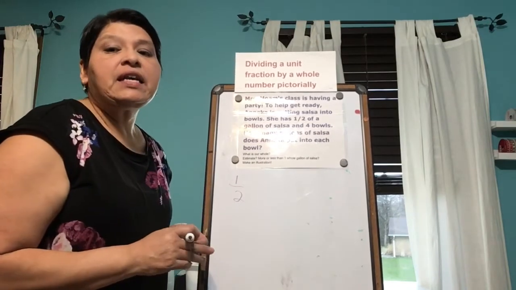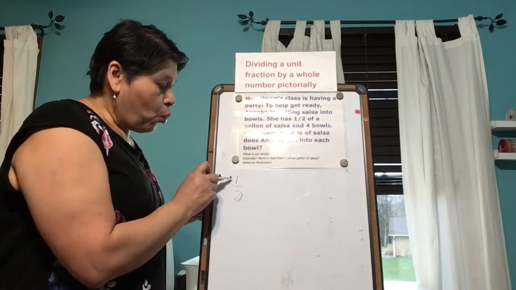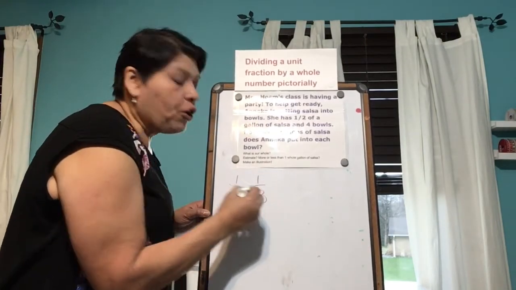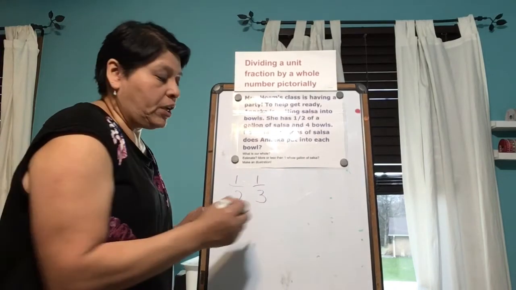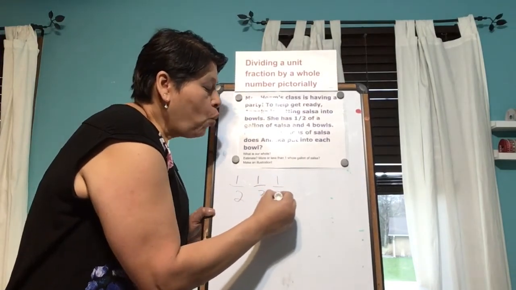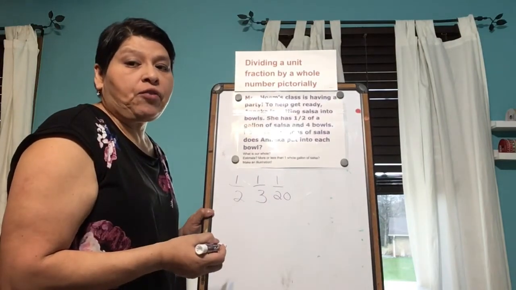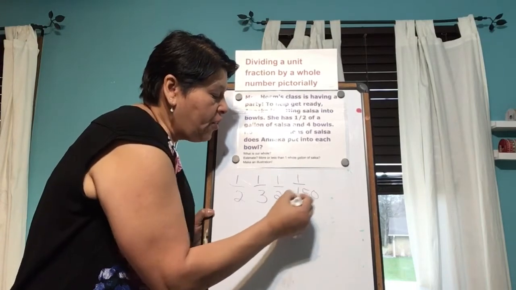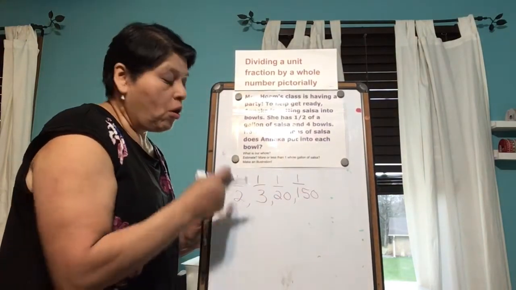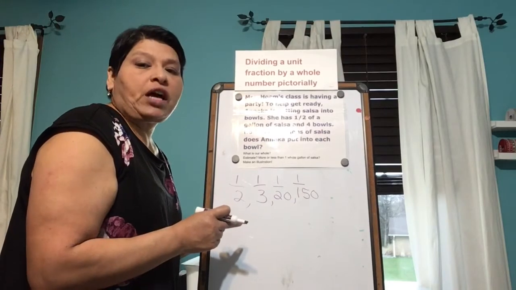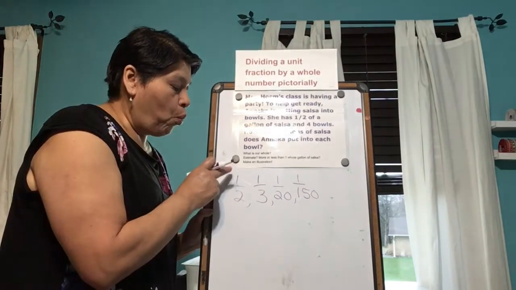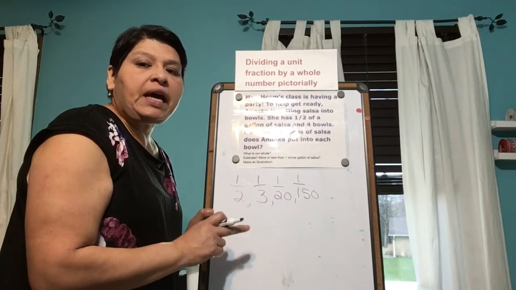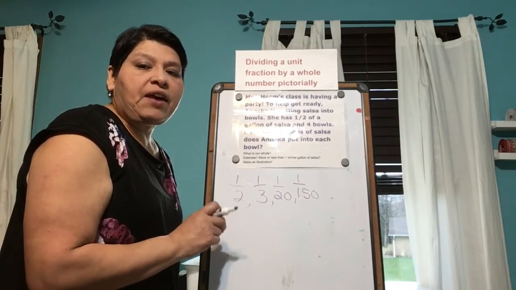1/2 is a unit fraction because 1 is in the numerator. 1/3 is a unit fraction. 1/20 is a unit fraction. 1/150 is a unit fraction. All of these are unit fractions because there is a 1 in the numerator. If you have your notebooks now, please go ahead and write that definition in.